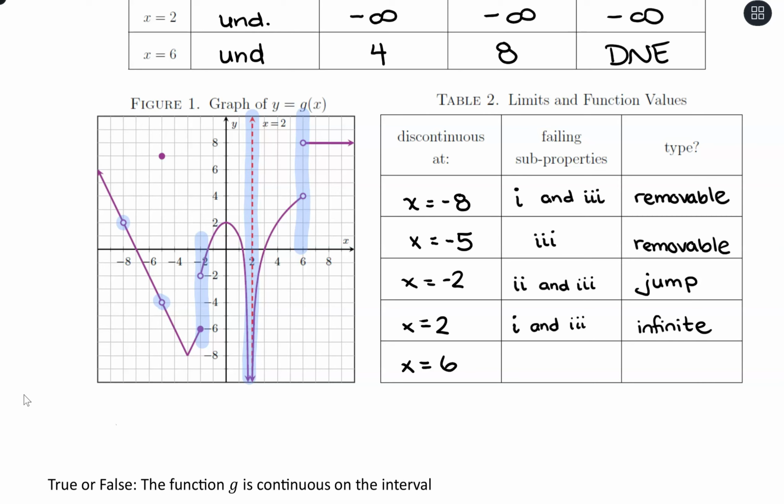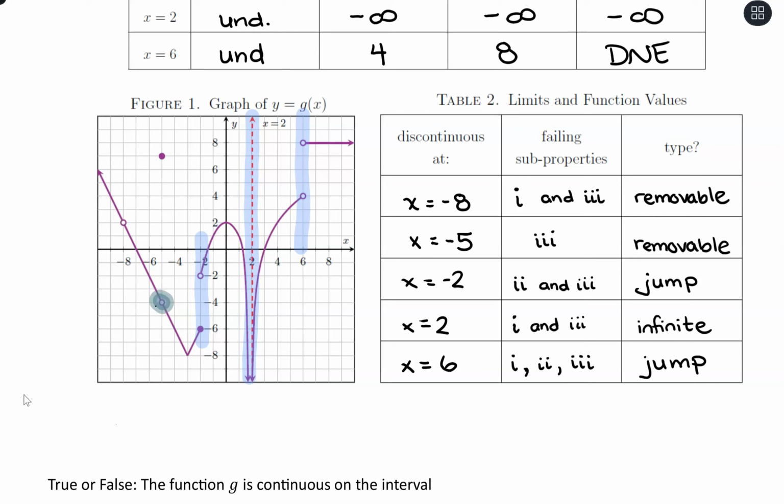All right, and then at x equals 6, we don't have f of a. Our two-sided limit does not exist. And so that's going to make 3 fail as well. So this is properties 1, 2 and 3 all failing. And this is our jump discontinuity. It's just another form of it.